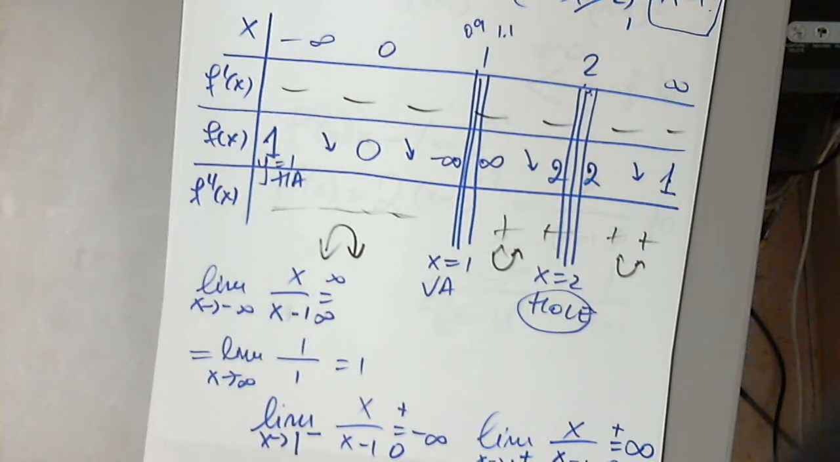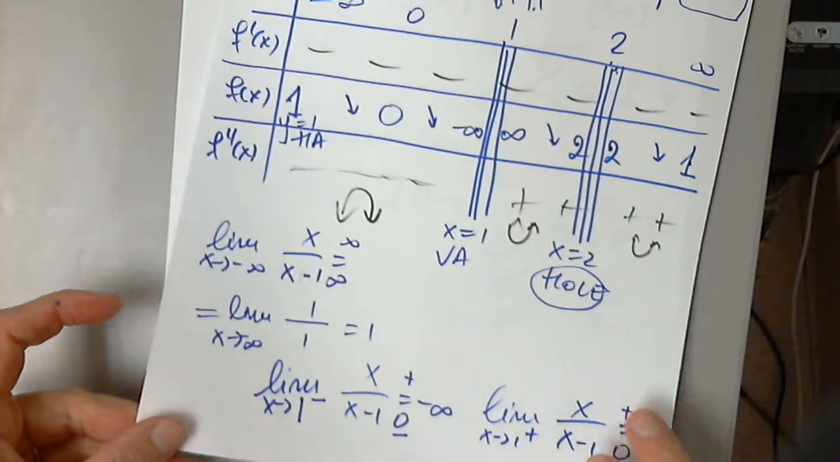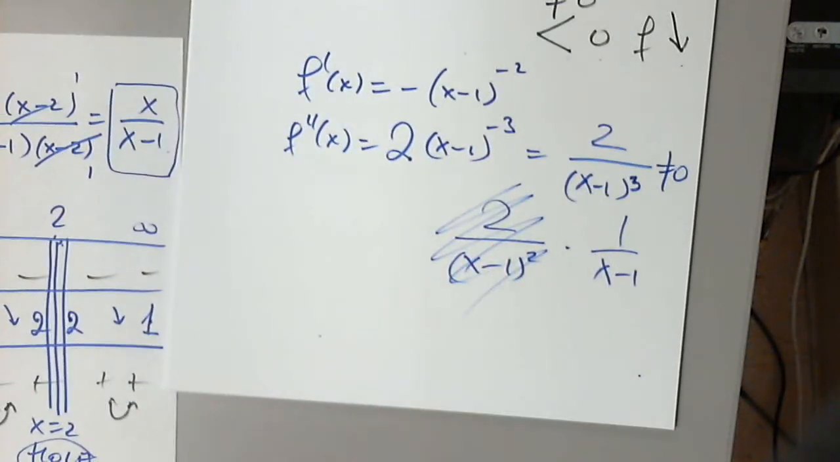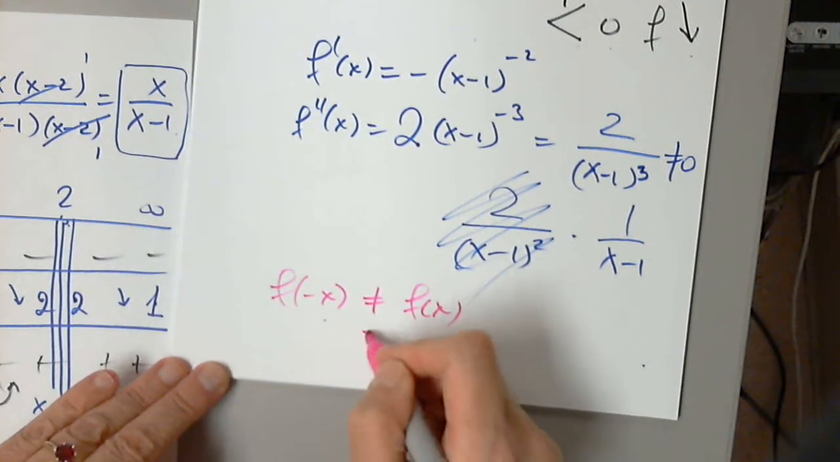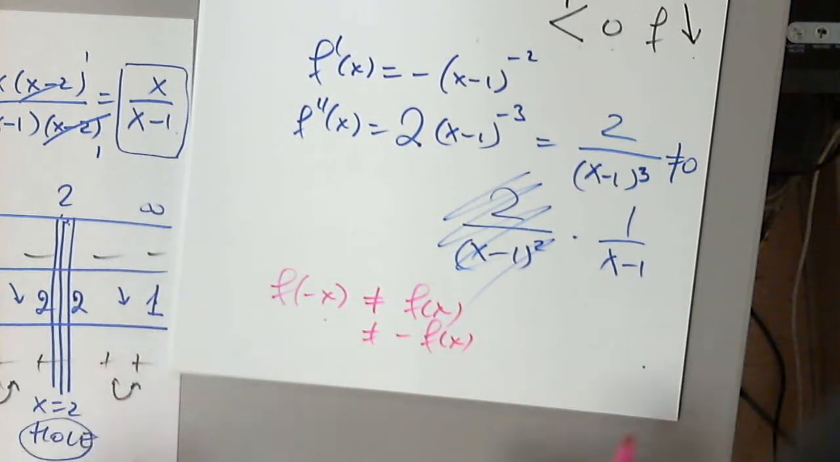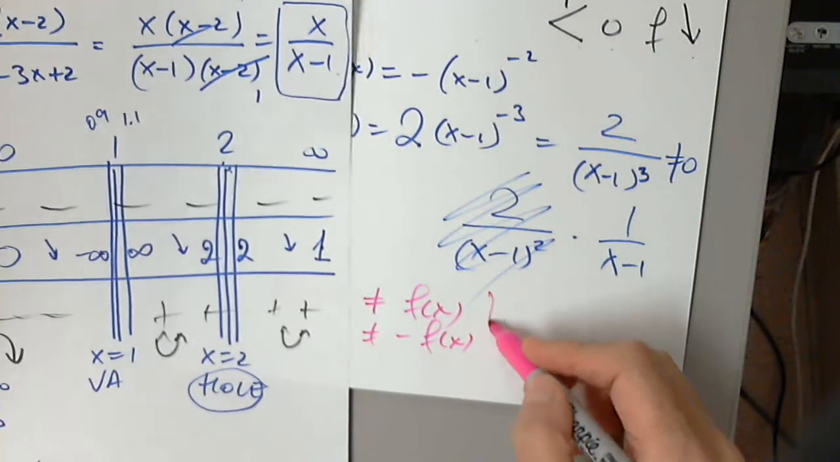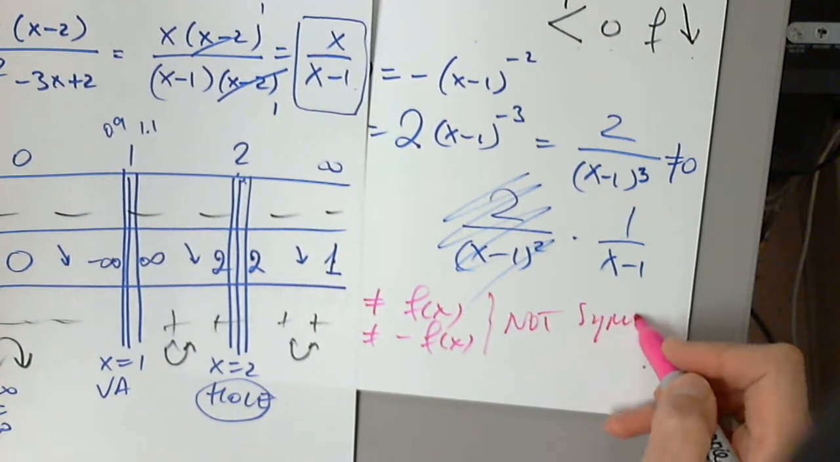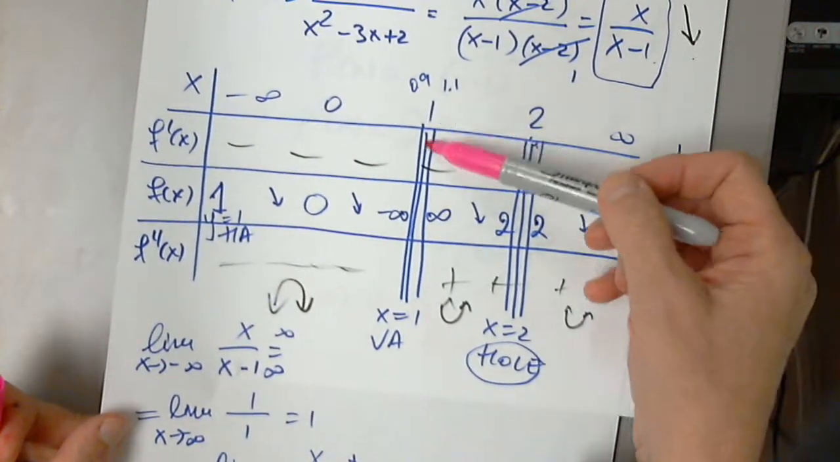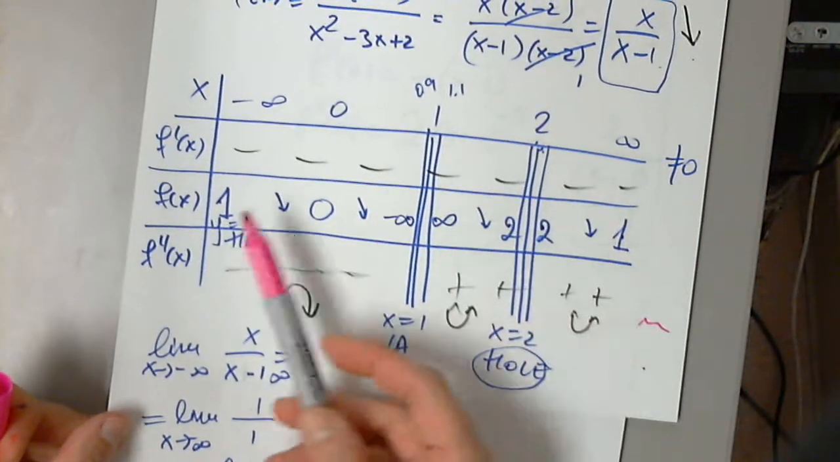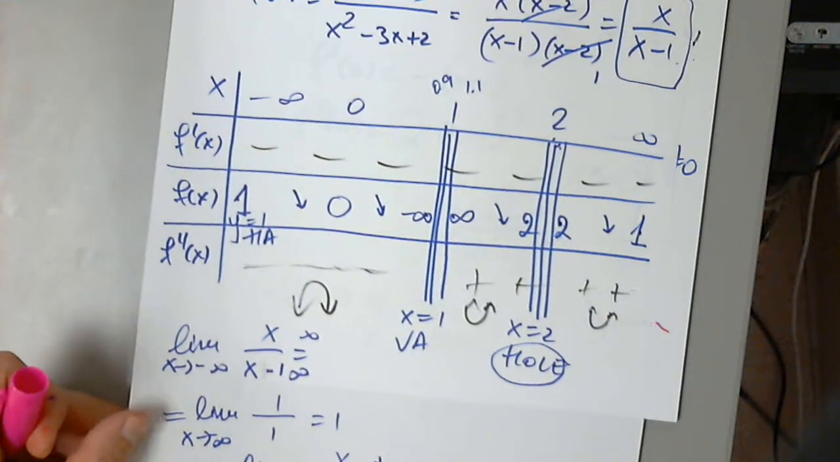So after I show all this, of course the function is not symmetric and I have to write that. It's part of the problem. F of negative x does not equal f of x, and does not equal negative f of x. It's not possible for a function with a hole at (2, 2) and a vertical asymptote at 1 to be symmetric with respect to the y-axis or with respect to the origin.